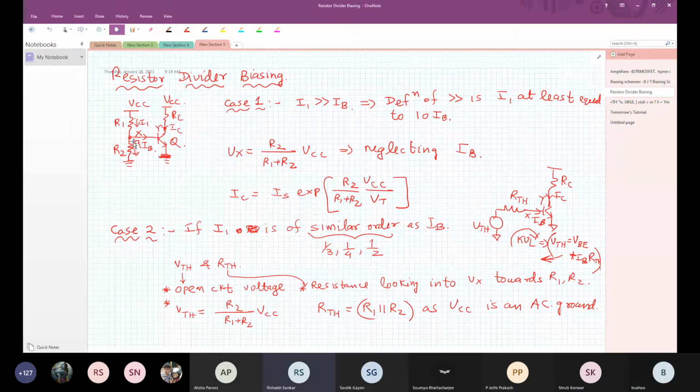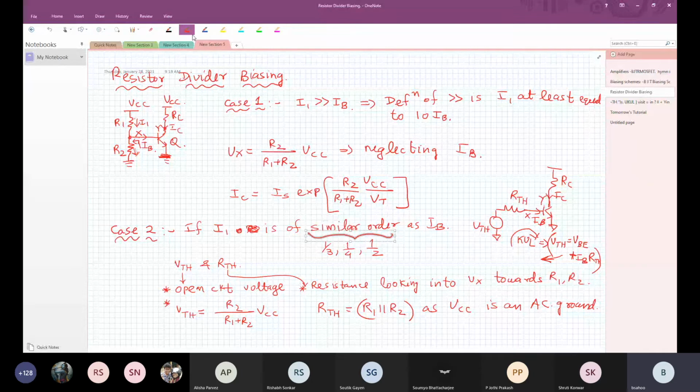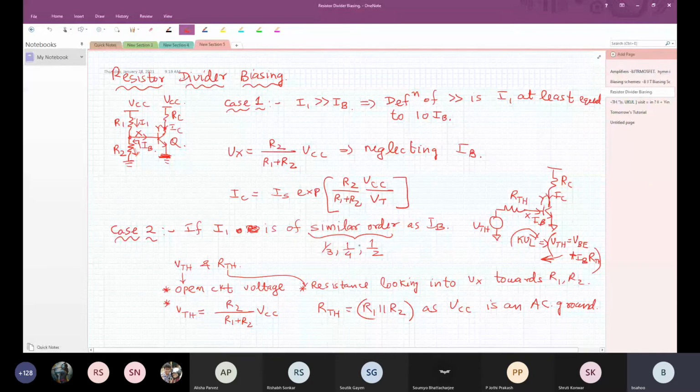So, sir, you calculated the Thevenin voltage and resistance from ground to X point. Yeah, because what do we want to find out? See, in the case 2, if I1 and IB are of similar order, I've given the definition of order here, right? So if they're of similar order, that means I cannot say that Vx equals this voltage, right? Because there will be some current here, which is a summation of this current plus the base current. So I have to use the Thevenin equivalent model to solve it. Am I clear?